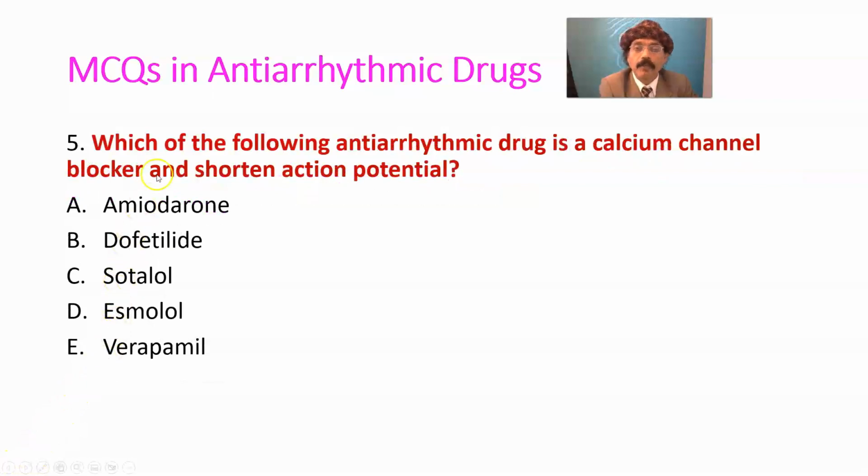Number 5. Which of the following antiarrhythmic drug is a calcium channel blocker and shorten action potential? Amiodarone, dofetilide, sotalol, esmolol, verapamil. Answer should be verapamil. E.